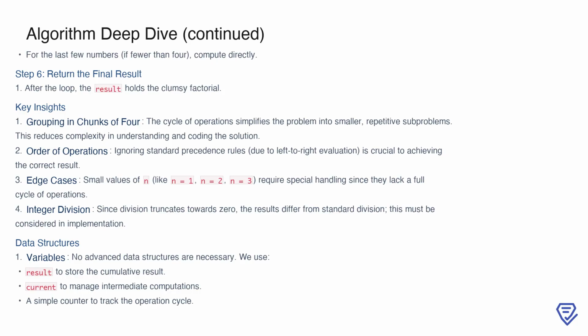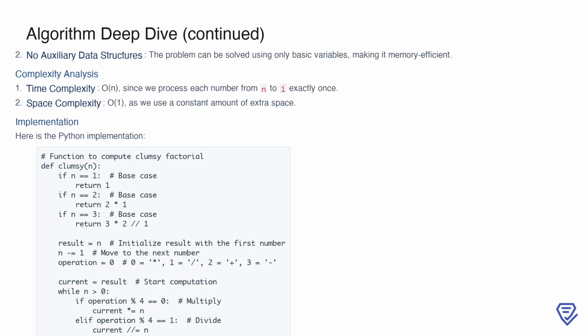This simplicity keeps the solution both efficient and easy to implement. The lack of auxiliary data structures makes this approach highly memory efficient. With only a few variables, we achieve a constant space complexity of O(1). Meanwhile, the time complexity is O(n), because we process each number from n down to 1 exactly once. This ensures the solution is both fast and scalable.